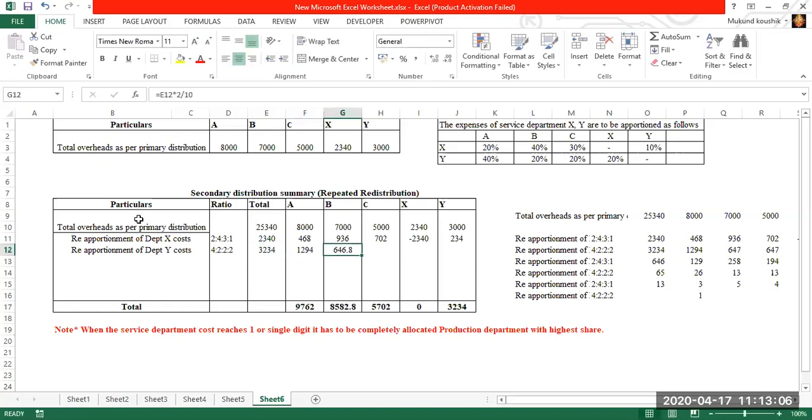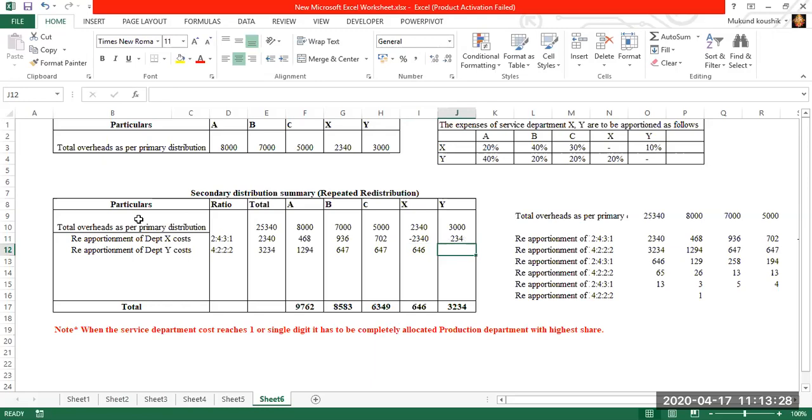Now again for department B, it will be 3234 into 2 by 10. You are getting 646.8. So we will make it as 647. Then again for department C, 3234 into again 2 by 10. Here also you are getting 646.8. So we will make it as 647. Here also you will get 647, but you have to show one number less, right?